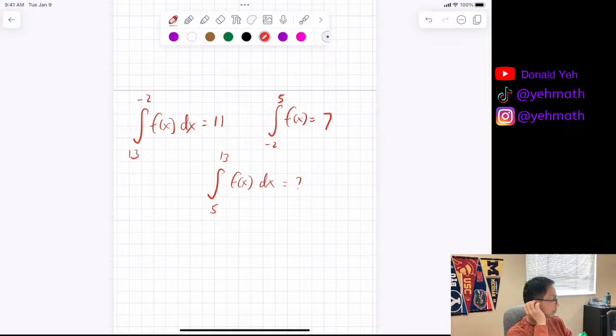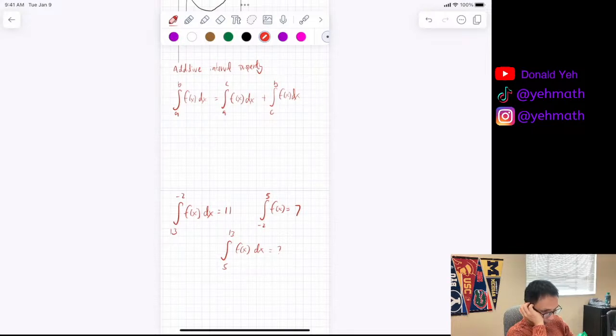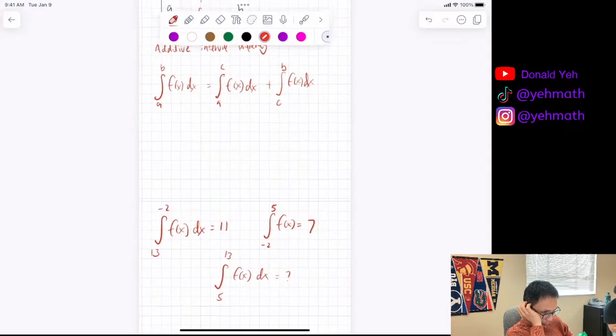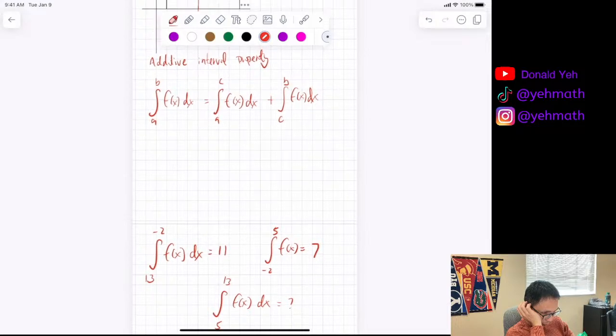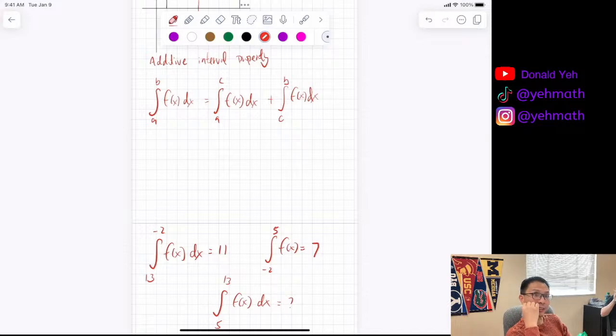If you scroll up a little bit to the additive property. To which part? Why don't you get glasses? You have glasses, right? I think contacts.